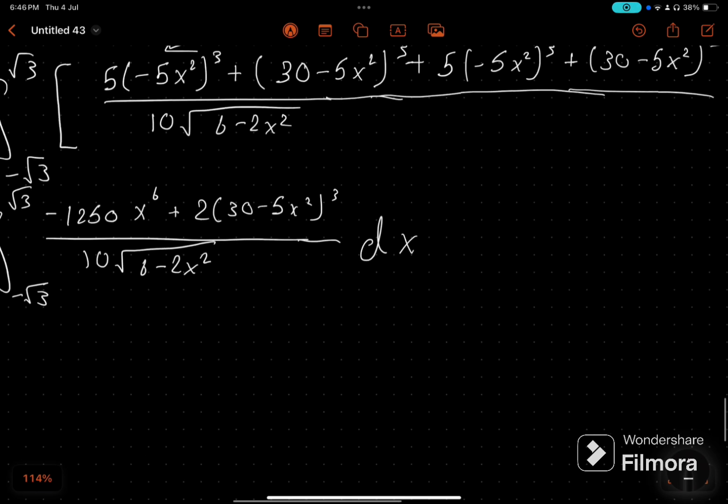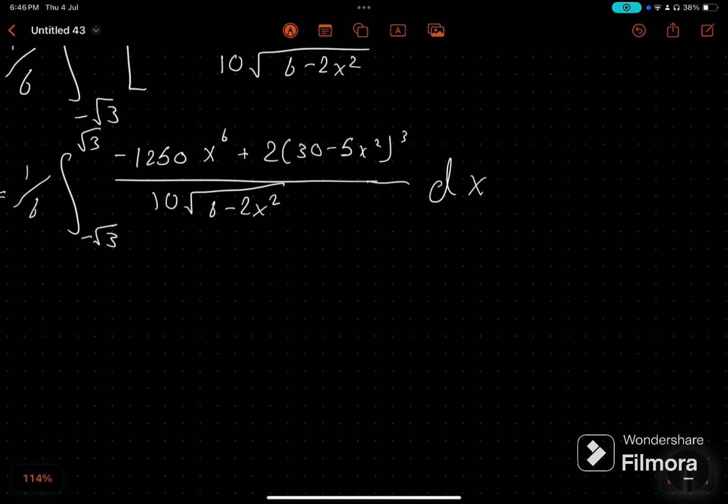Now, if we want to integrate this, how could someone approach this? If we say u equals 6 minus 2x squared, then du is just minus 4x. And I do not see minus 4x here. So maybe we do something like trigonometric substitution. Yes, I think we're going to need trigonometric substitution in order to solve this. And it looks like it's messy.